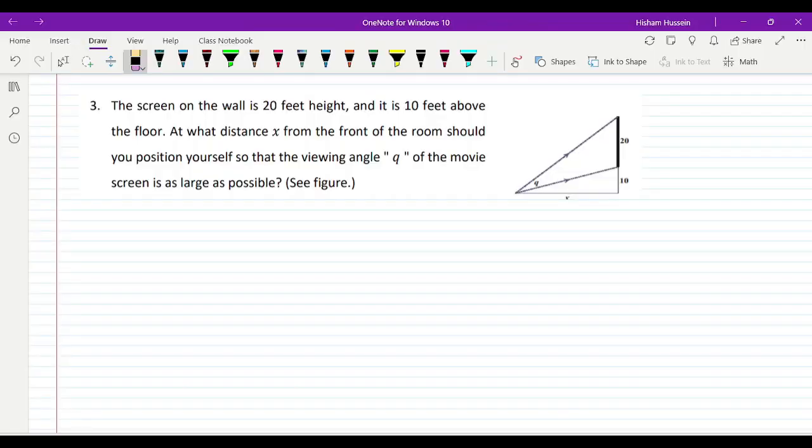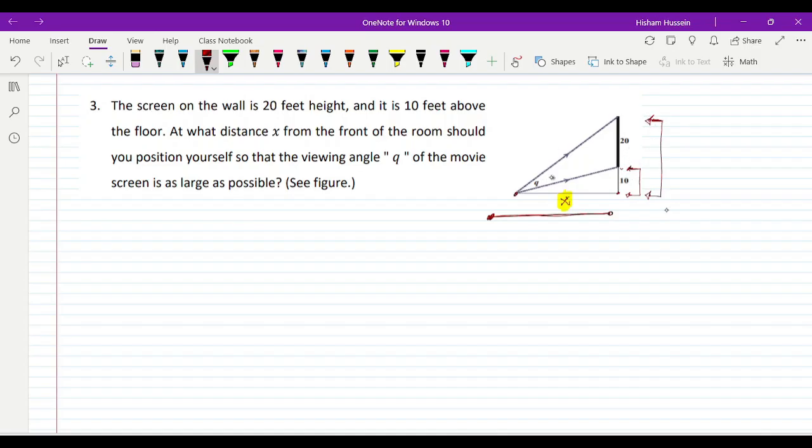The screen on the wall is 20 feet high and it's 10 feet above the floor. At what distance x from the front of the floor should you position yourself as a viewer? How far is your distance as a viewer from the wall to maximize the angle theta to make the view as large as possible? Okay, so here is the only variable that we have, x. The distance from the floor to the bottom of the screen is 10. The distance from the floor to the top of the screen is 30, which is 10 plus 20.